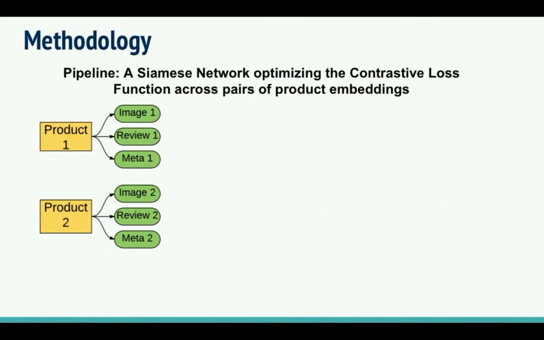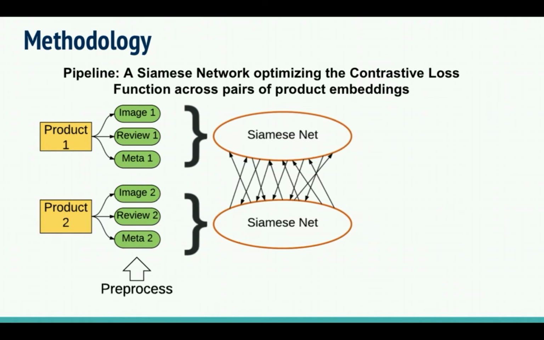We start out with a pair of products, and for each product, we combine its pre-processed image, review, and metadata features to get one vector per product. The exact pre-processing steps are described in later slides. We feed these vectors into different branches of a Siamese network.